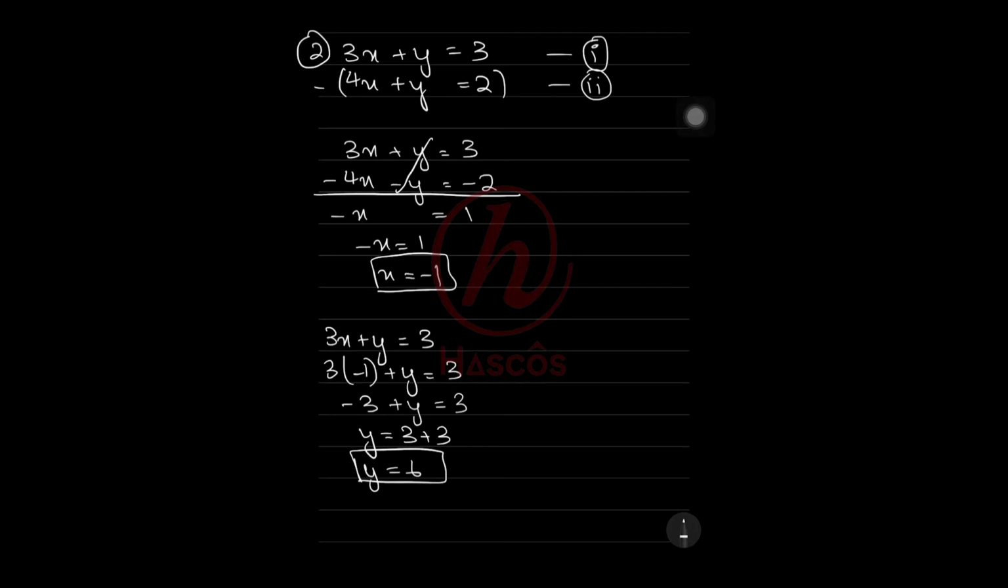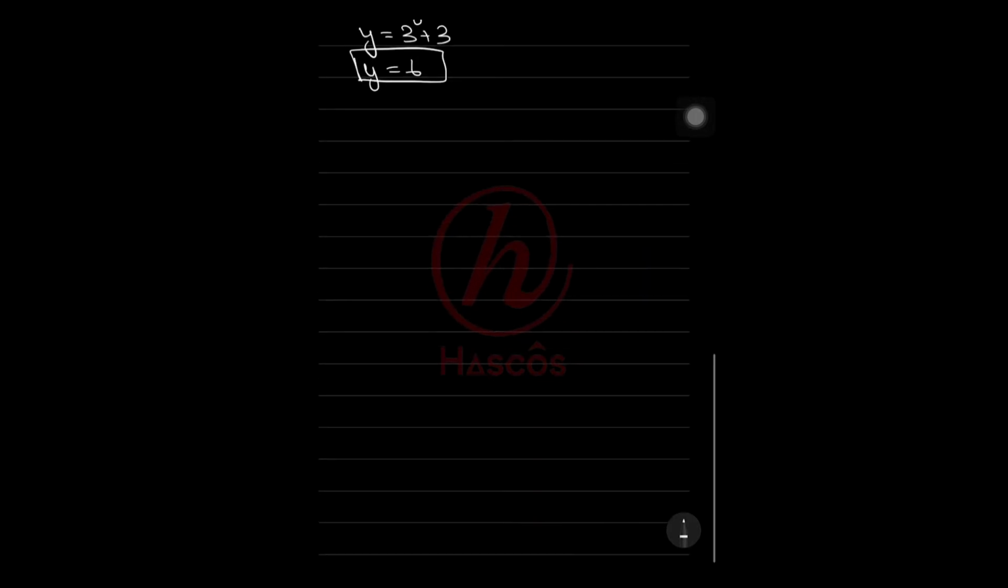Trying another question. Question number 3 is 4x plus 2y equals 22, and the other equation is 3x minus 2y equals 6. In this we see that y has the same coefficient in equation number 1 and 2, and they already have opposite signs as well, so we do not need to change the signs over here.